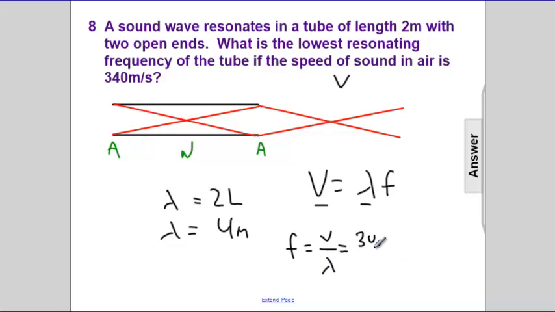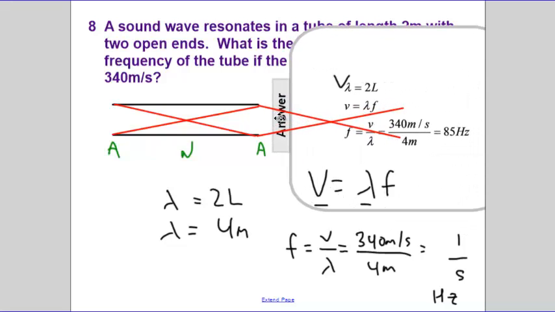We end up with 340 meters per second divided by the wavelength, 4 meters. Meters per second over meters will leave us with 1 over seconds for units, which are units of hertz for frequency. And then lastly, 340 meters per second divided by 4 will give us 85 hertz.